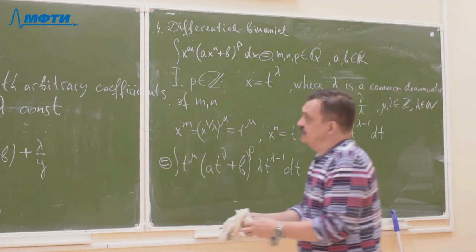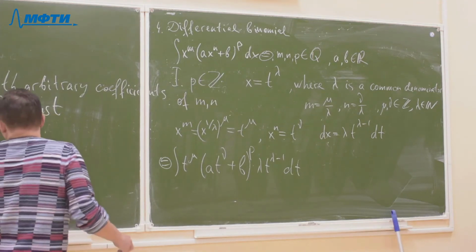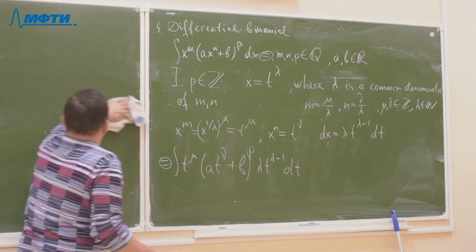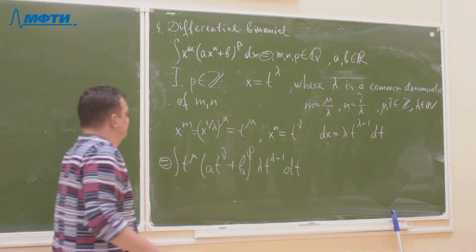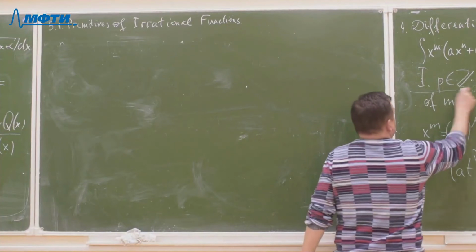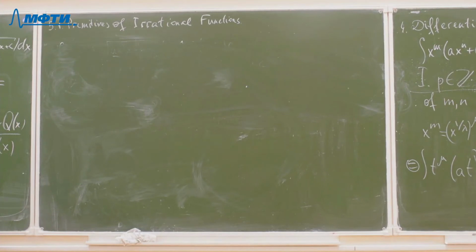Next is... to obtain other possible cases. So this case is over. Okay? So it's over. Now let's consider other possibilities to be able to compute this integral explicitly.